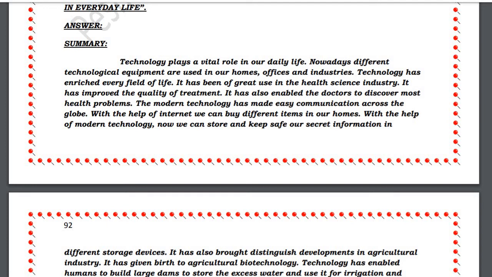Then it has been of great use in the health science industry. It has improved the quality of treatment. इलाज के मयार को भी इसने बेहतर बनाया है. किसने? टेक्नोलॉजी ने. Clear? Then it has also enabled the doctors. It has also enabled the doctors to discover most health problems.